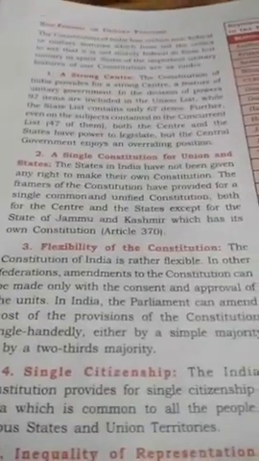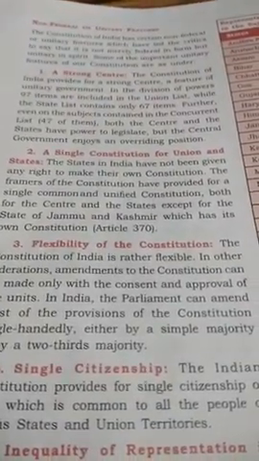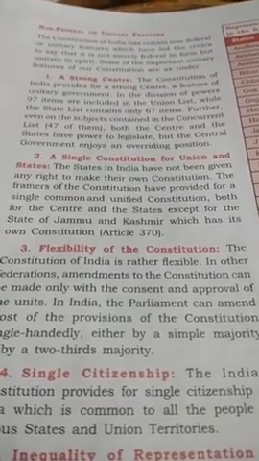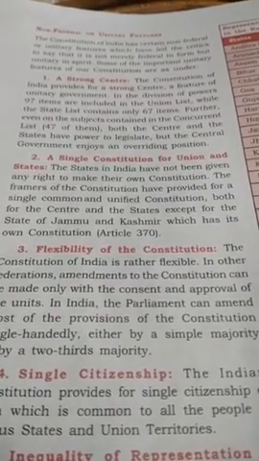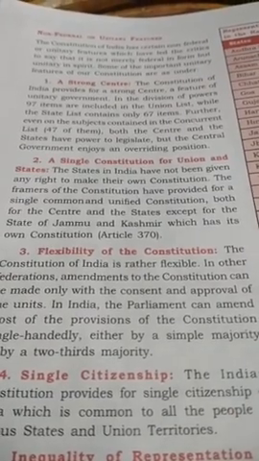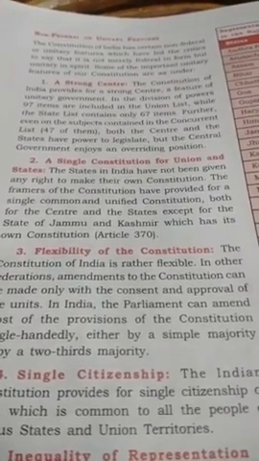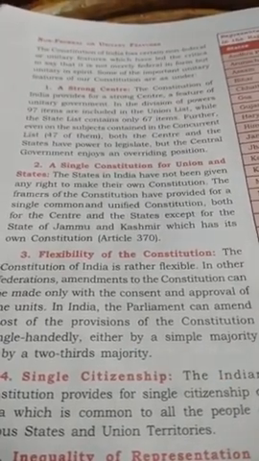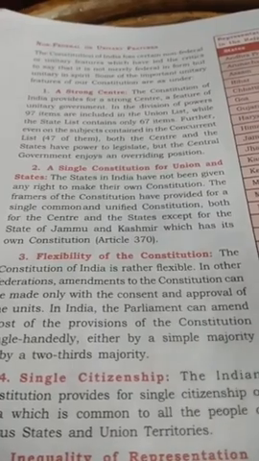Then the second point is a single constitution for the union and the state. In the federal form of government, the central government is there, and in every state, the state governments are there. But both the state governments and the central government follow only one constitution, a single constitution. The whole country follows it.